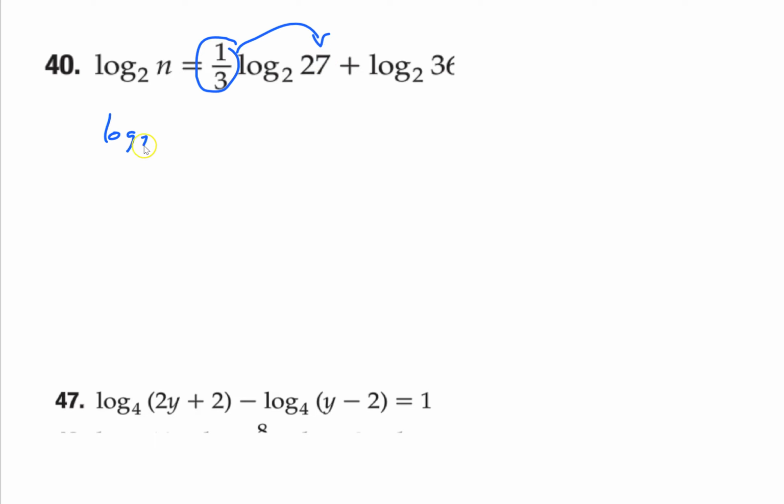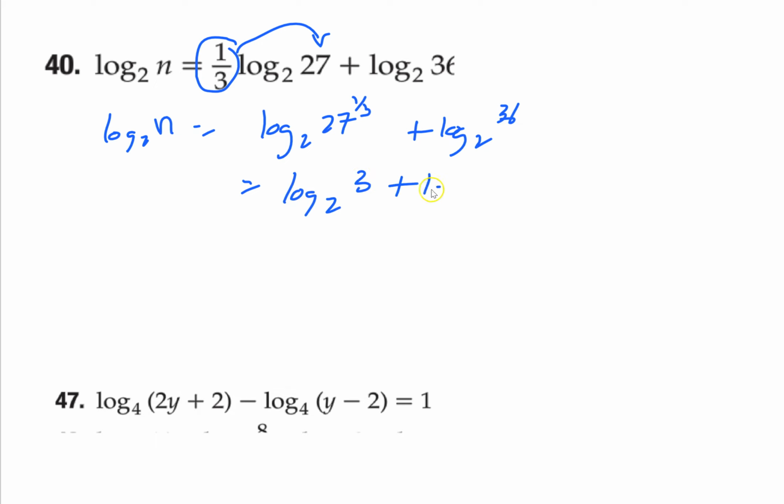So it'll be log 2 of n equals log 2 to the 27 to the 1/3. Remember, 1/3 is the same as cube root. I actually can simplify that because I know what that is. 27 to the 1/3 is just 3. So this is log base 2 to the 3 plus log base 2 to the 36.